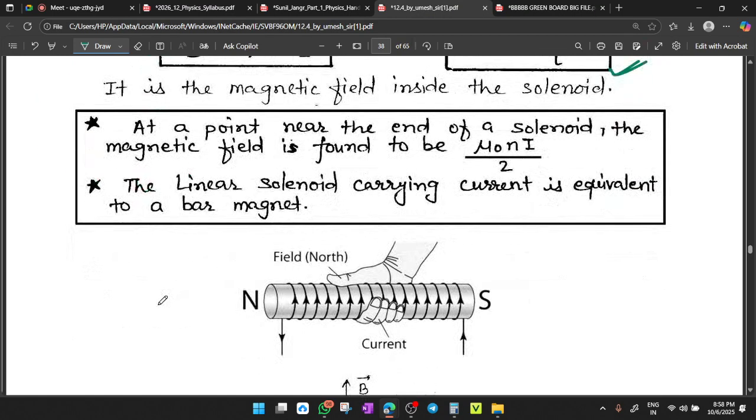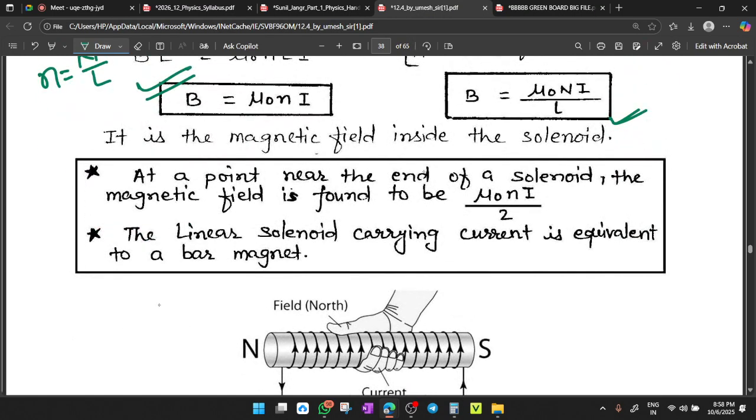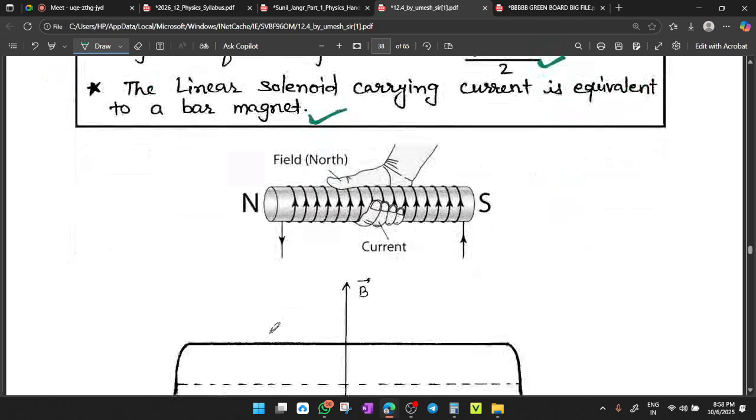And remember, at the end of the solenoid, near a point at the end, the magnetic field is just half of that at the center, that is mu naught nI by 2. Yes, a linear solenoid carrying current is equivalent to a bar magnet. Solenoid is like a bar magnet. This pole is north, this pole is south. Done.